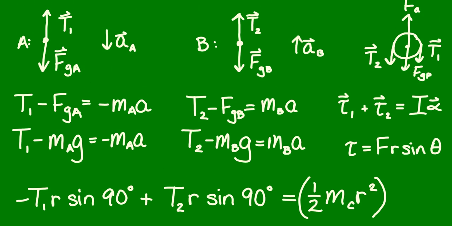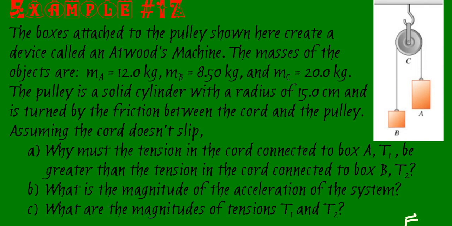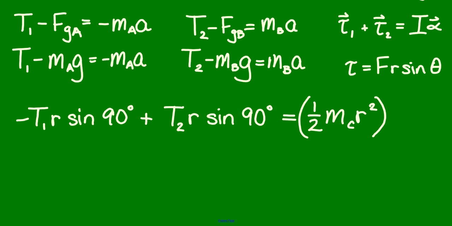Looking at my pulley and looking at my system in general, I know that A is going to go downward and B is going to go upward. That means this pulley has to be rotating, really accelerating in the clockwise direction. So that means I must have a negative acceleration. I'll put that negative sign out front here in my alpha.